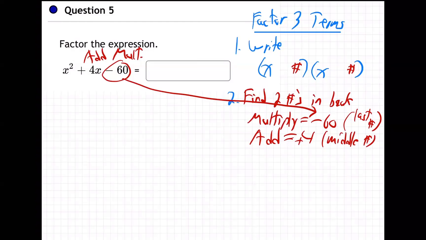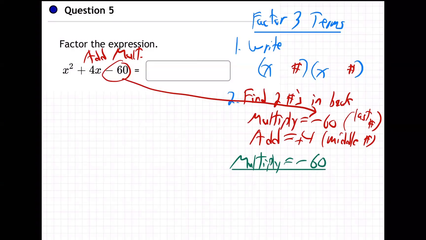So what are 2 numbers that multiply to equal -60? And don't worry about the negative. Remember, we always kind of handle that later. Just worry about 60 right now. What are 2 numbers that multiply to equal 60?